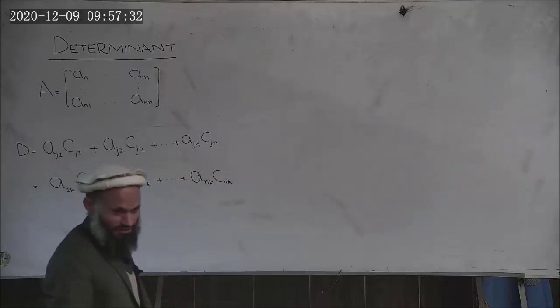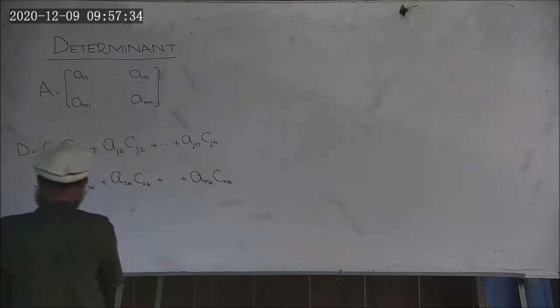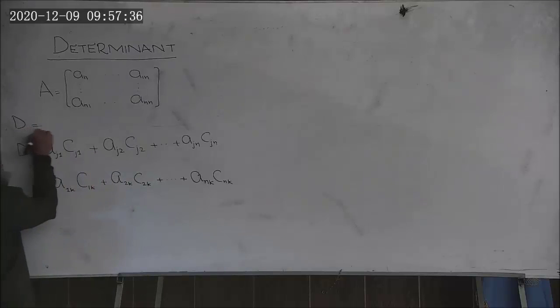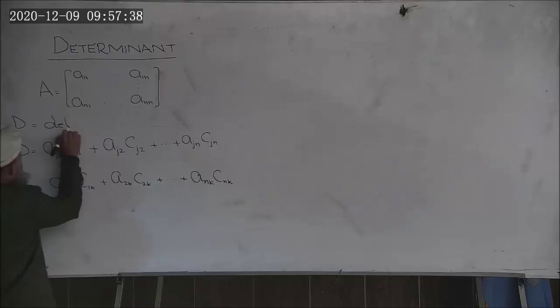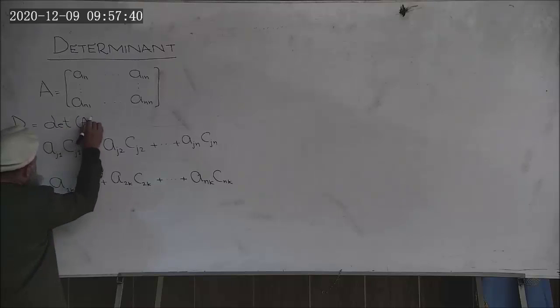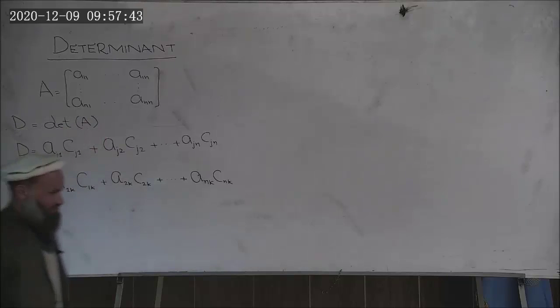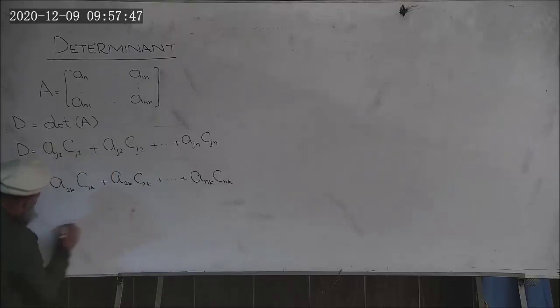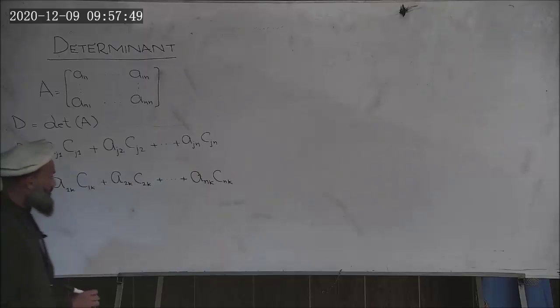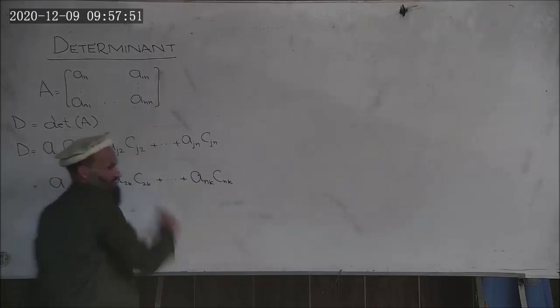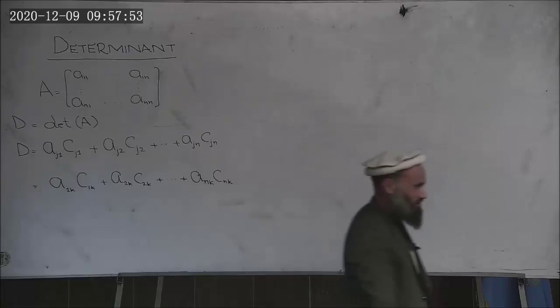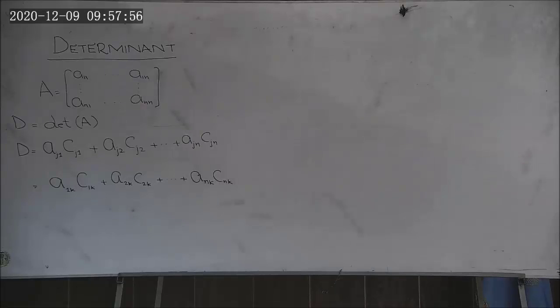The determinant is always a scalar. Here D is the determinant of this matrix, which is always a scalar. What are cofactors? The dimension of this matrix is n by n. Determinants are defined for square matrices, so the number of rows is the same as the number of columns.